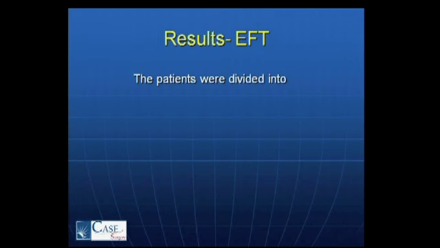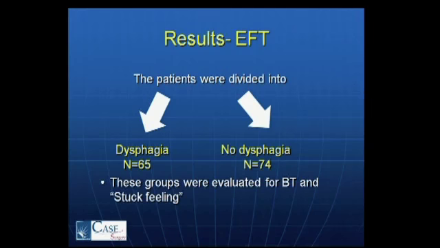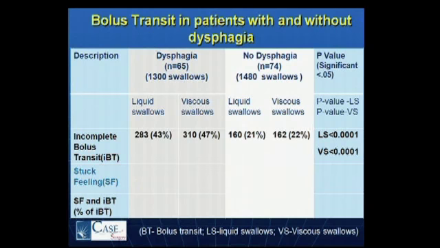The patients were then divided into two groups: the dysphagia group, which had 65 patients, and the no dysphagia group, which had 74 patients. Results were then analyzed in terms of bolus transit and stuck feeling. We found that patients in the dysphagia group had a significantly higher incidence of incomplete bolus transit as compared to individuals in the no dysphagia group. Secondly, we found that individuals in the dysphagia group had a significantly higher incidence of stuck feeling as compared to individuals in the no dysphagia group.